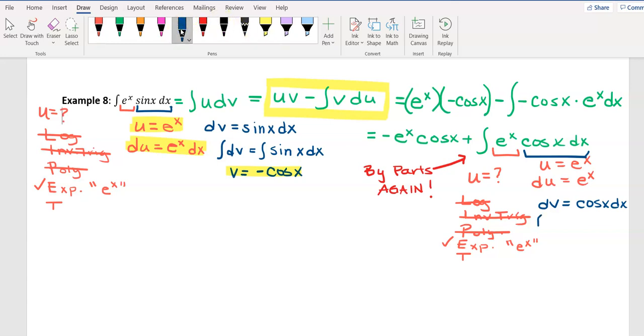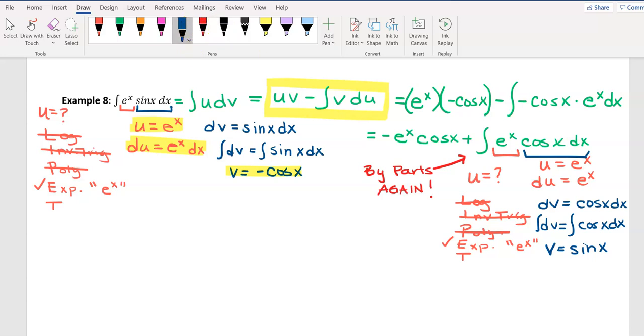I'm going to have to take the antiderivative of dv, the antiderivative of cosine. So think to yourself, what derivative gives you cosine? And of course, the derivative that gives us cosine is sine. So this is going to be v is equal to the sine of x. So knowing that, I'm going to rewrite this piece here.